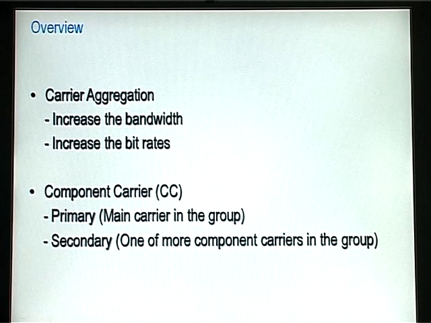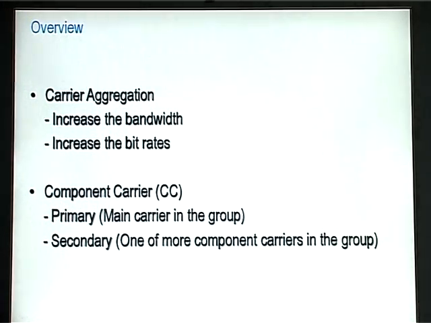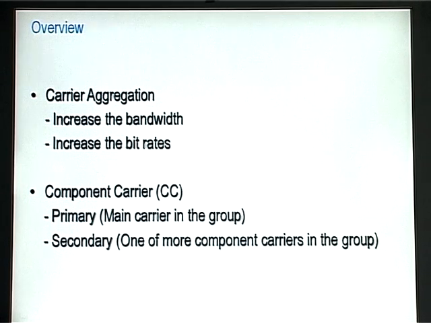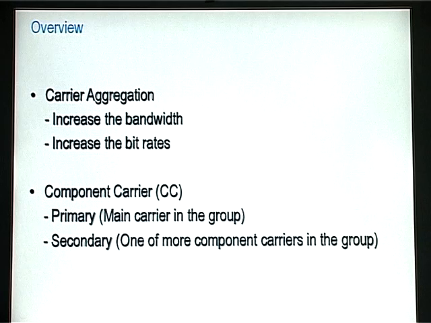When carriers are aggregated, each carrier is referred to as a component carrier. There are two types of component carriers. One is the primary component carrier. This is the main carrier in the group. The second one is the secondary component carrier. There may be one or more secondary component carriers in the group.